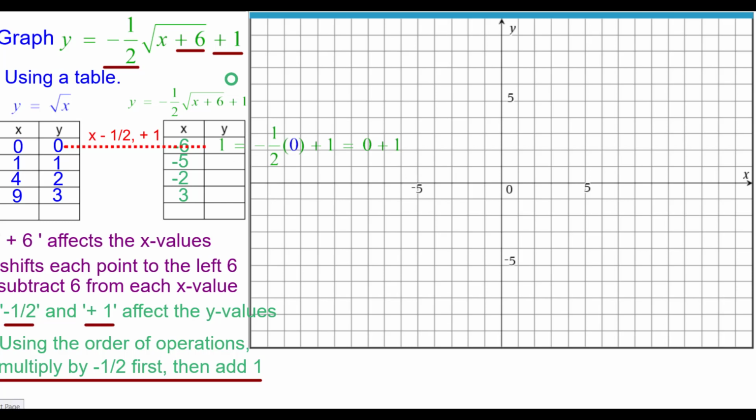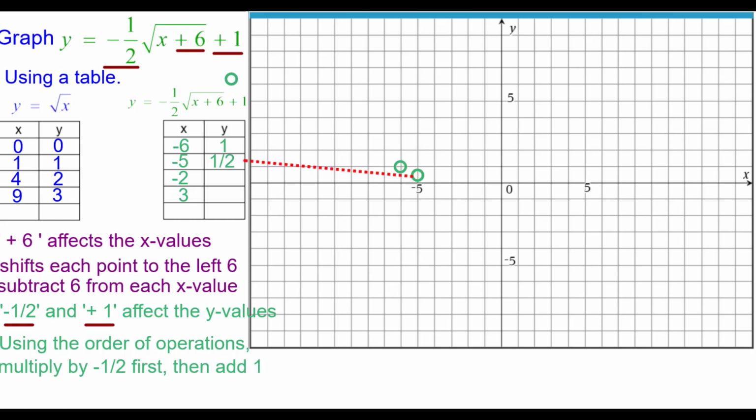We're going to ask that you go ahead and finish the other 3 values here, plot them, and graph it. Press pause as needed, and then resume when you're ready. Plotting negative 6, comma 1 there. 1 times negative 1/2 is negative 1/2 plus 1. So we're going to think of negative 1/2 plus 2/2 gives us a positive 1/2. And so we'll plot the point negative 5, comma 1/2.